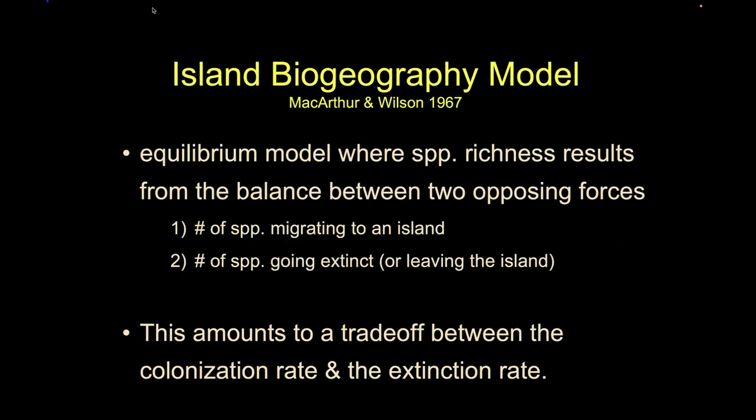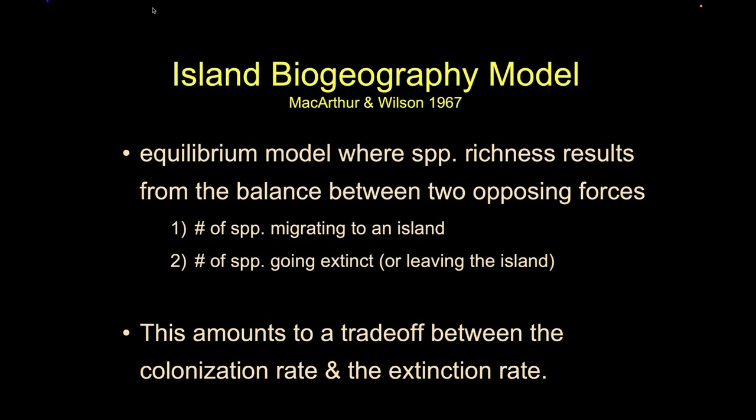Okay, so the first version that we talk about is the so-called equilibrium model. This is like the first formulation. And so again, this is going to predict what's going on with species richness on a given island. And it's going to result from two opposite forces: adding individuals and individuals going extinct. So colonizing and extinction.